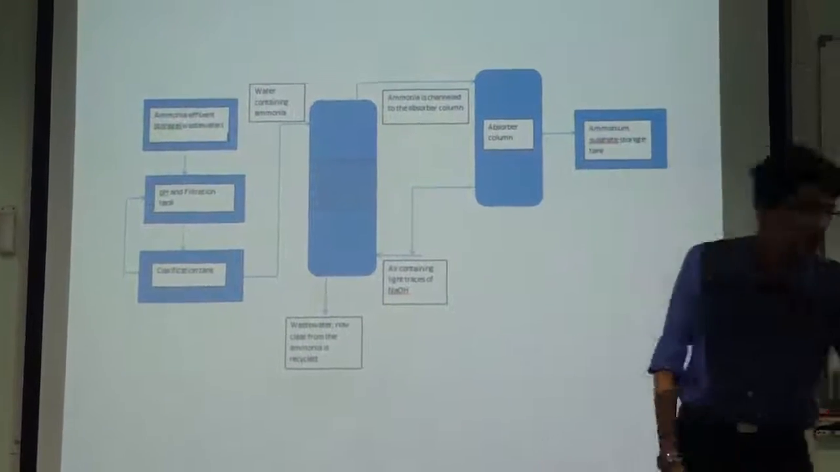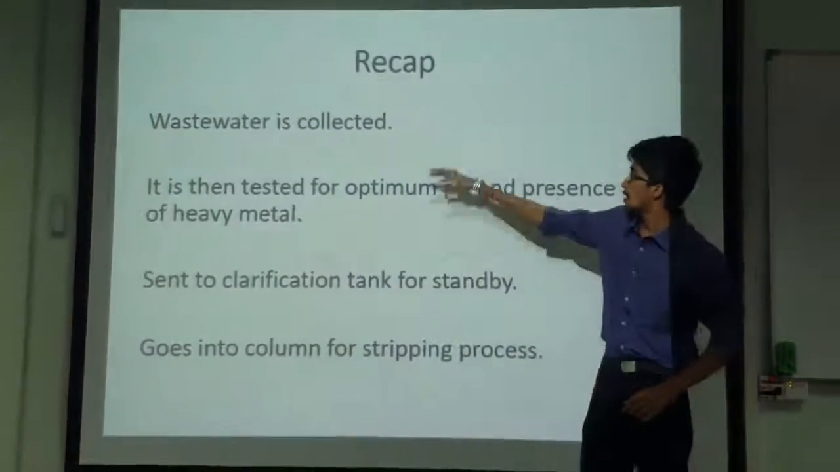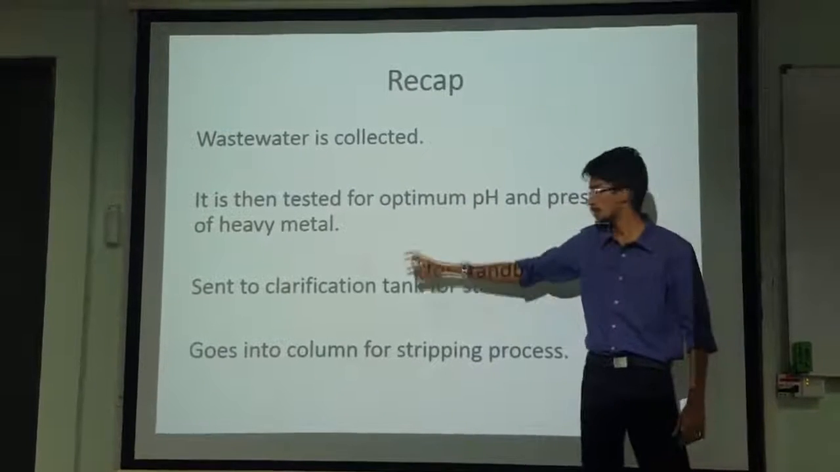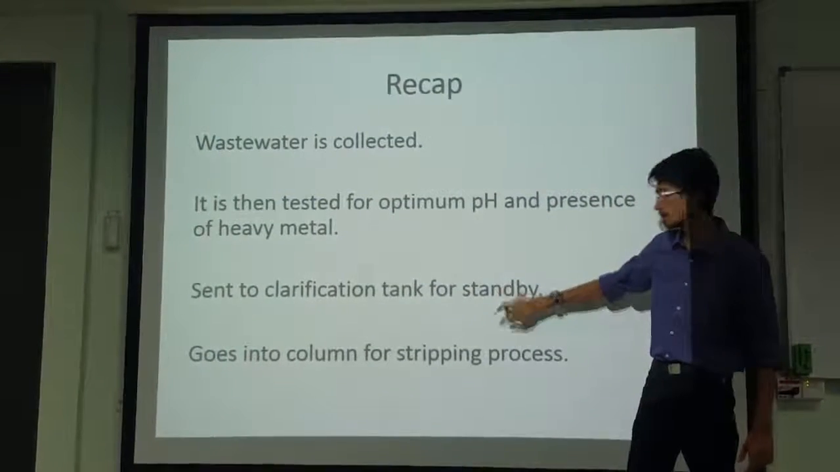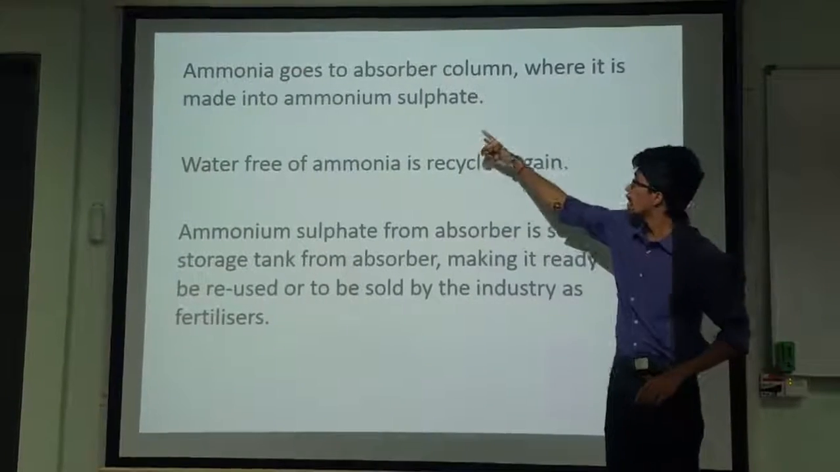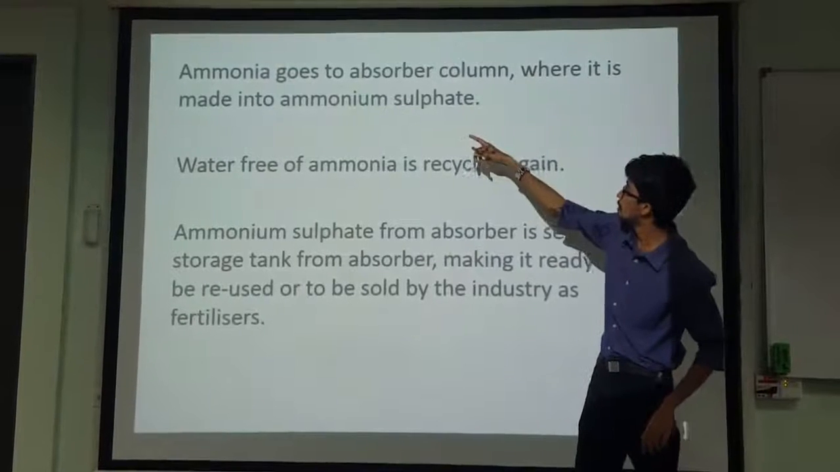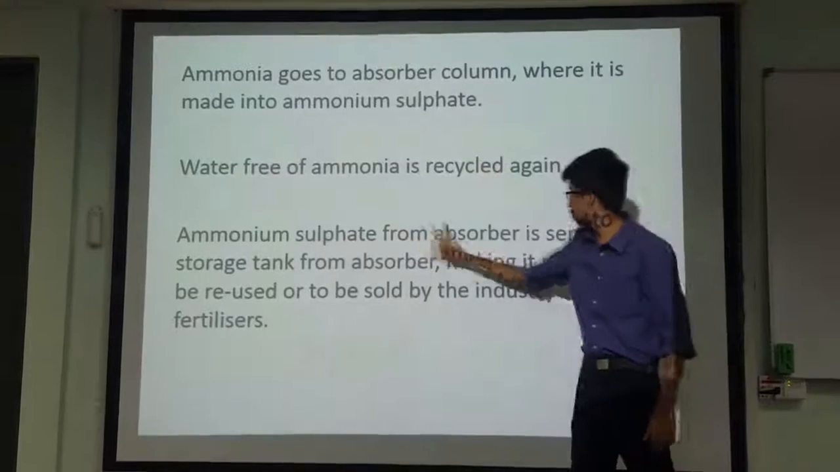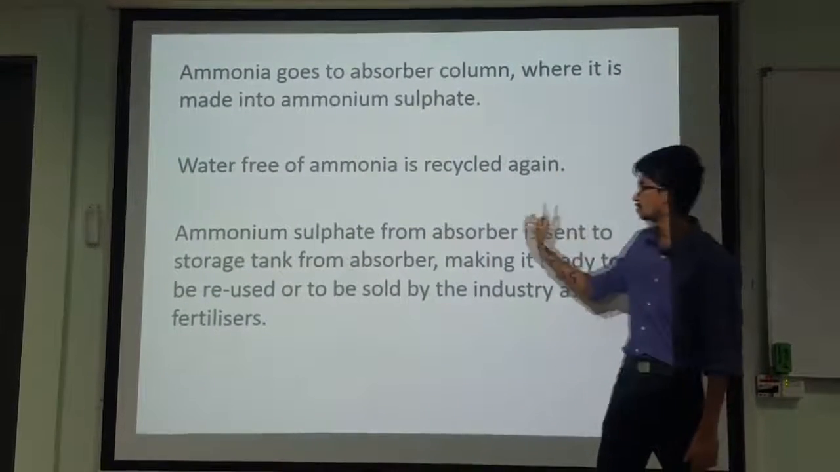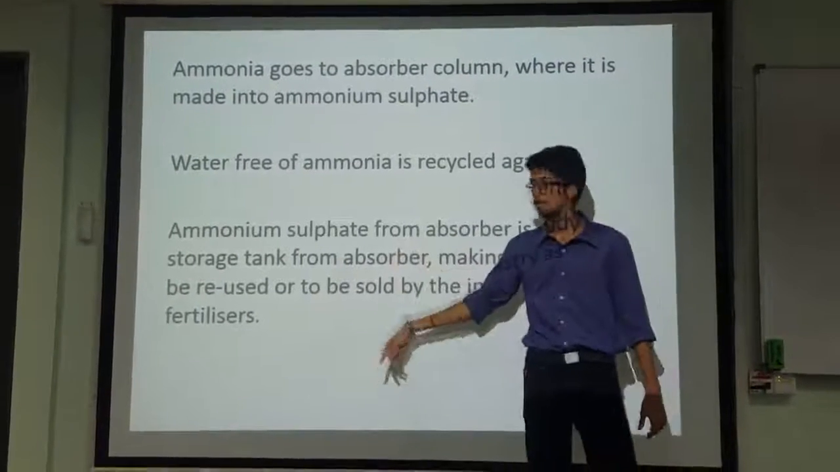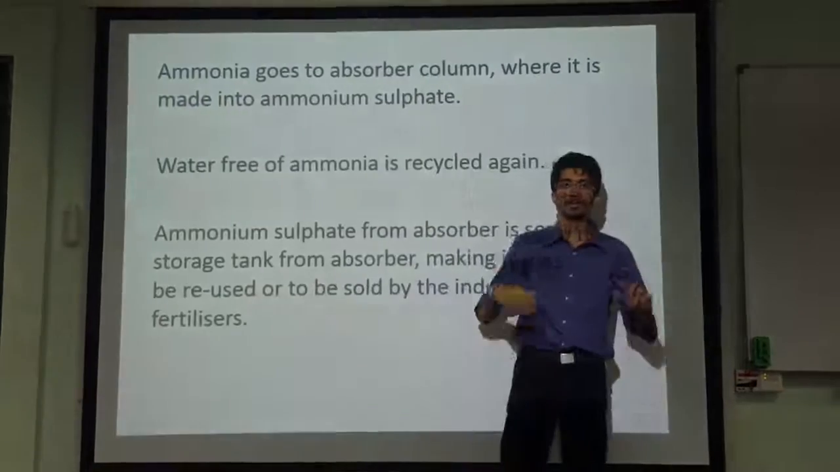Before I end my part, let me just recap. Wastewater is collected, tested for pH and presence of heavy metals, and sent to the clarification tank on standby. It goes into the first column for the stripping process. Ammonia goes to the absorber column, where it is made into ammonium sulfate. The water free of ammonia is recycled again. Ammonium sulfate from the absorber, the last column, is sent to the storage tank, ready to be sold by the industry as fertilizer, or reused again, depending on what the industry wants to achieve in the end. Thank you very much.